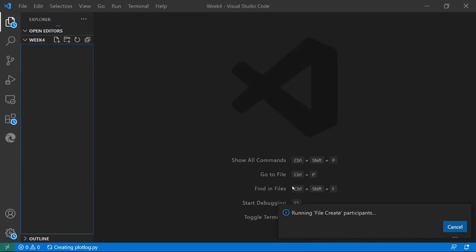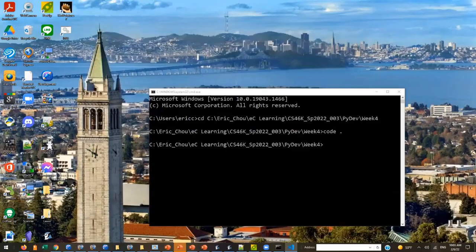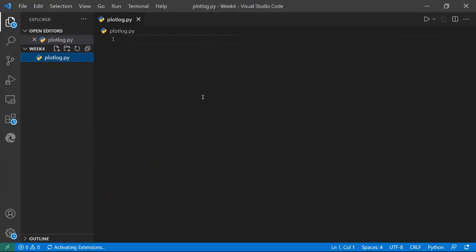Sorry about this. Every time we bring out Visual Studio Code, it takes a while. Maybe my computer is old. Maybe I have too much junk. Okay, it's okay. So now we are here.